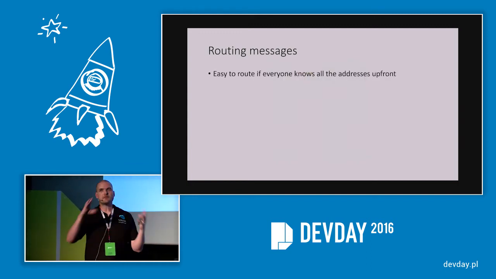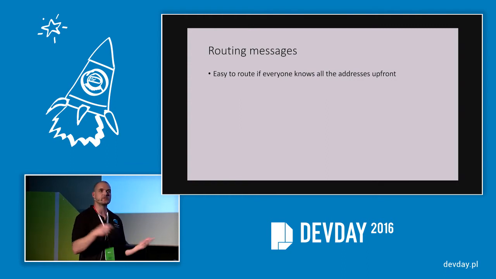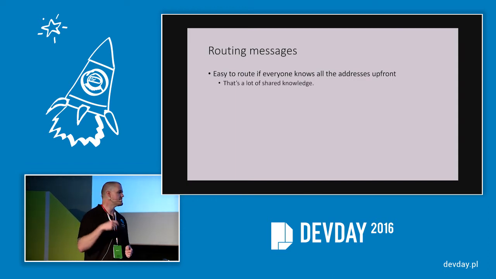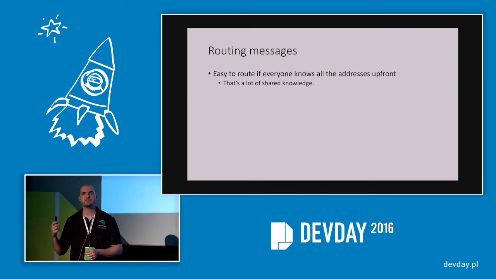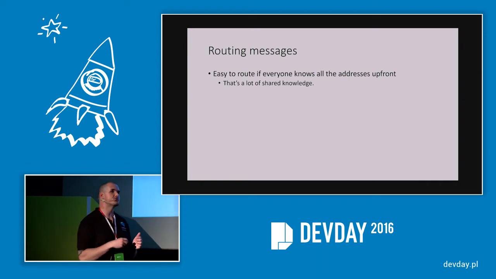And it's easy to route the messages if everyone knows where those messages must go up front. Which, yeah, that's great. It sounds feasible until you actually try to use this in production and you end up with 100 nodes. And as soon as you try to deploy or move a node somewhere else, you have to redeploy your configuration everywhere else as well. So that's a lot of shared knowledge that everyone has to have. And it makes your deployment environment very brittle. We can improve this, though.